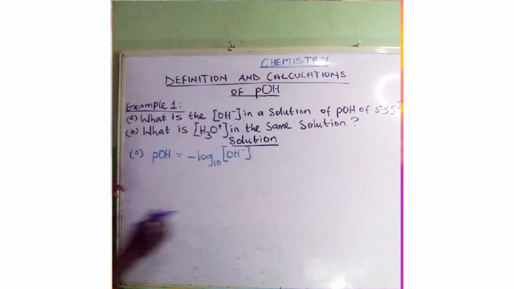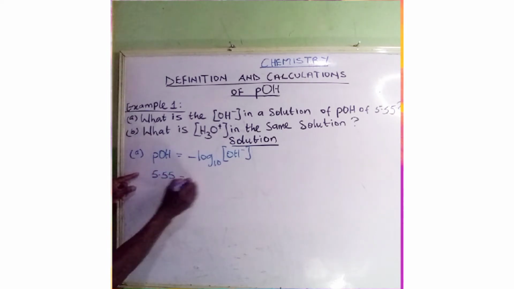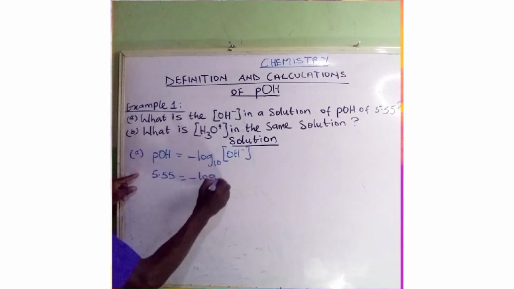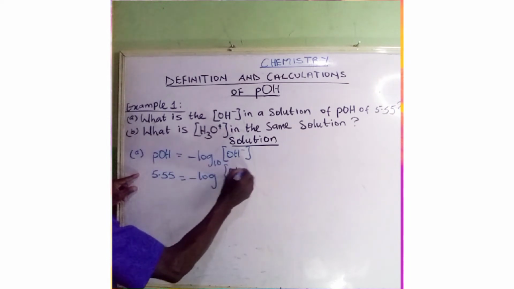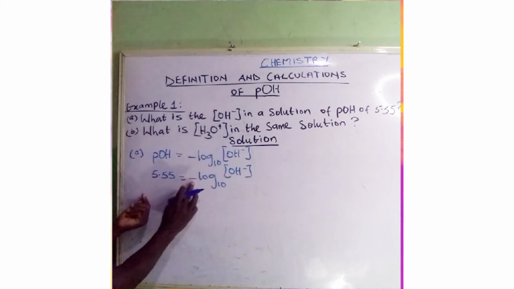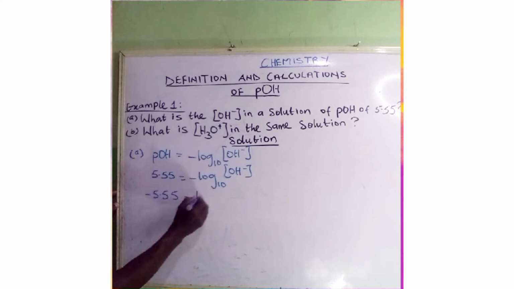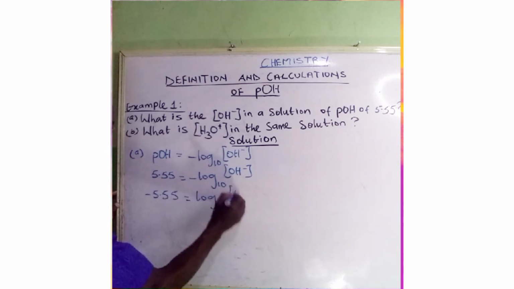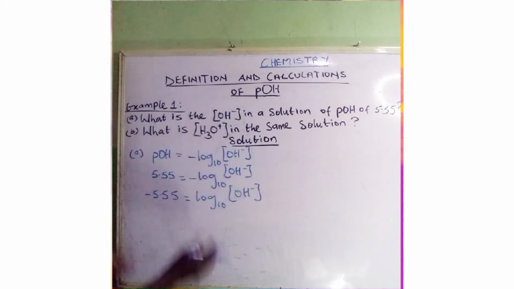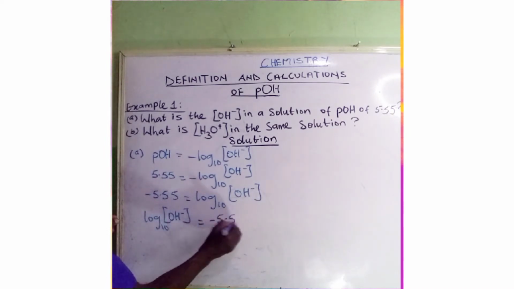Now let's input our values here. We have 5.55 equals minus log of hydroxyl ion concentration to base 10. Now multiply both sides by minus. We are going to have minus 5.55 equals log to base 10 of hydroxyl ion concentration. Let's take the unknown to the left hand side. So we have log of hydroxyl ion concentration to base 10 equals minus 5.55.